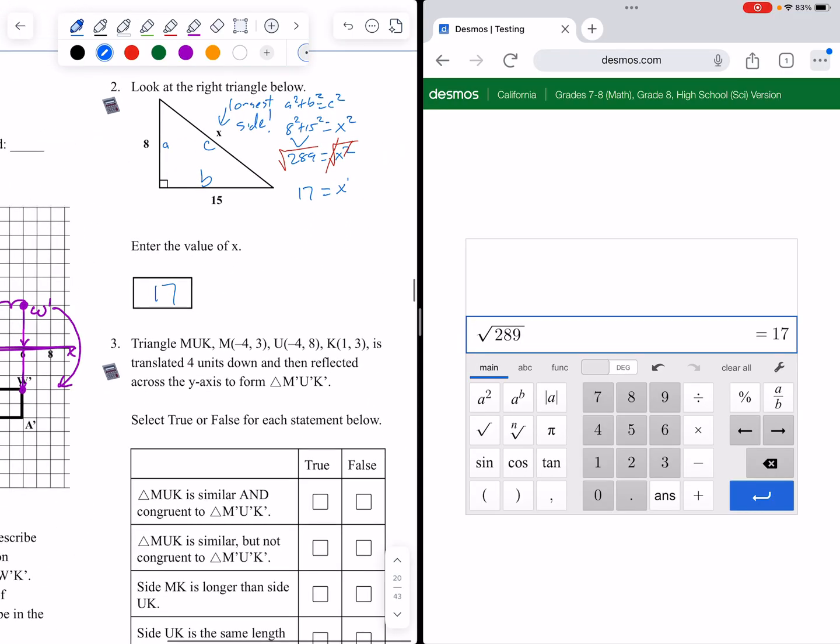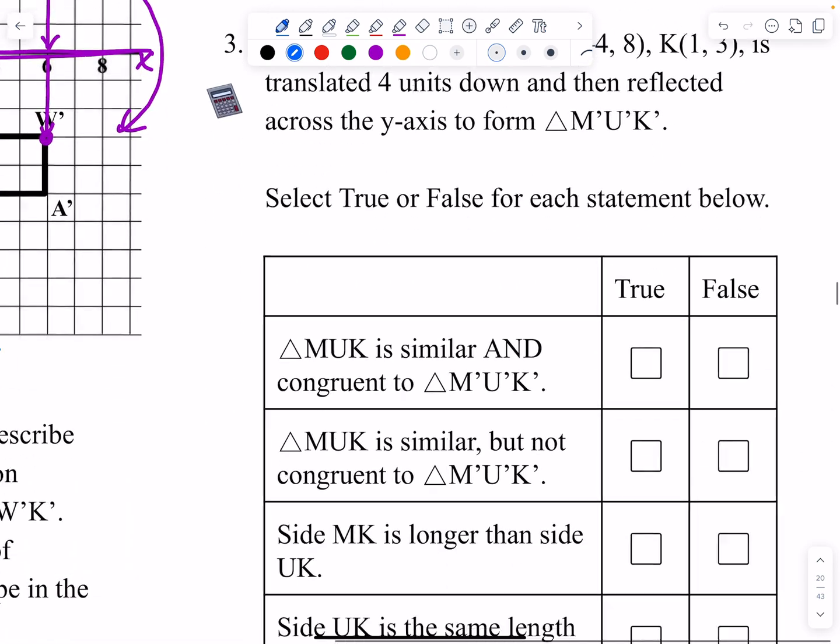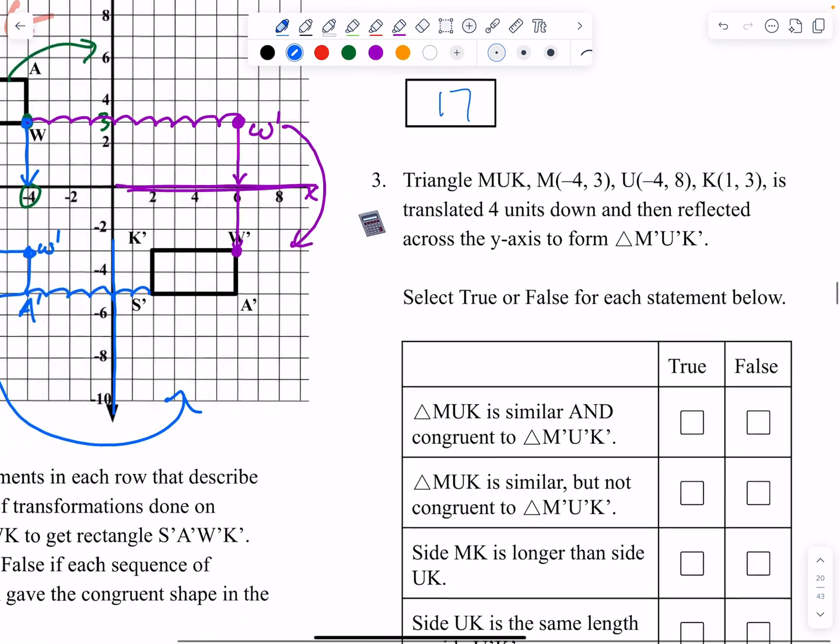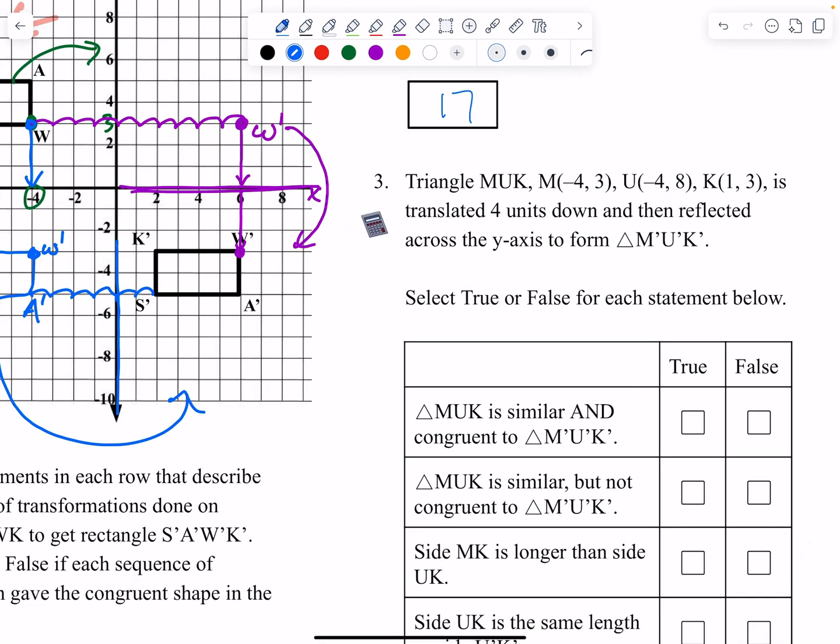All right. So next one, let's see. Triangle muck is translated 4 units down, then reflected. So that means it is congruent. Reflection and translation are rigid. That means it's the same triangle. It didn't get bigger or smaller. Remember, that's dilation. So nothing like that happens.